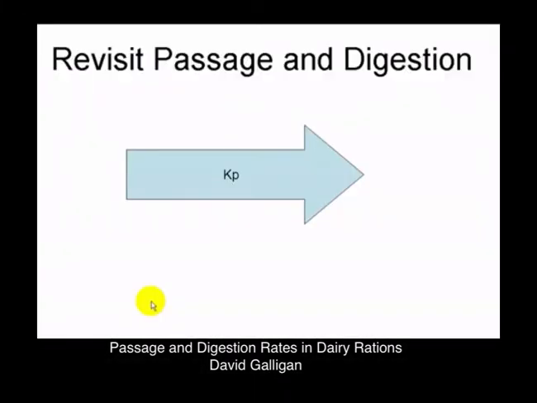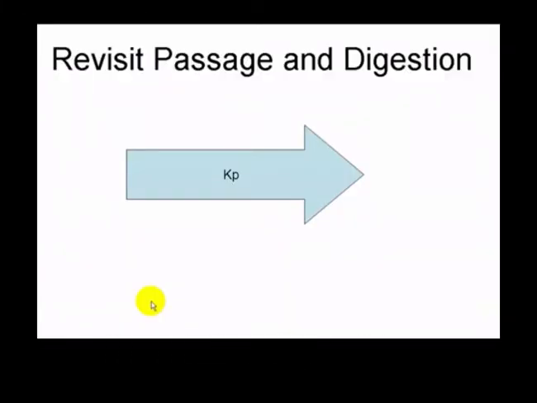Hello, I'm Dave Galligan, and the purpose of this YouTube is to revisit the concepts of passage rate and digestion in the dairy cow. Of course, when a cow consumes feed, it passes through the digestive tract, and we measure the speed at which this occurs by a rate called the KP.